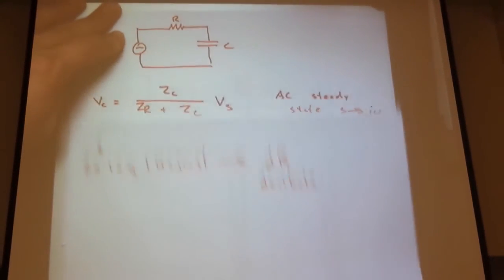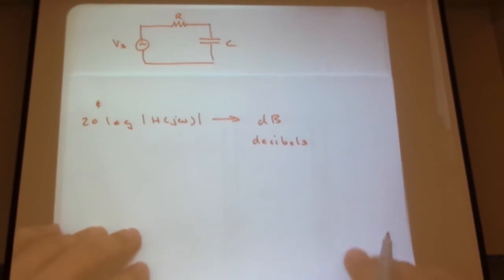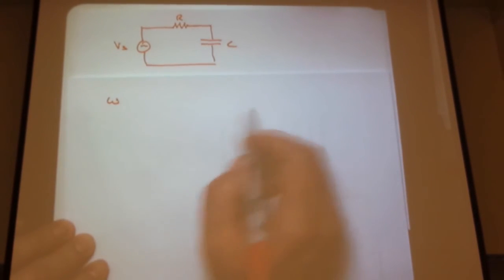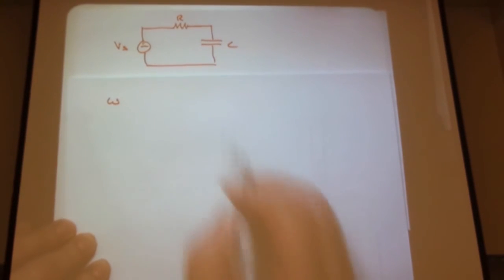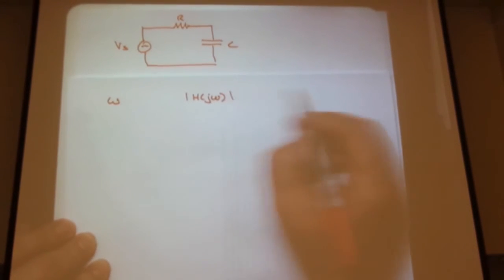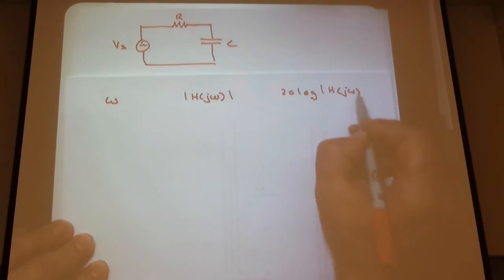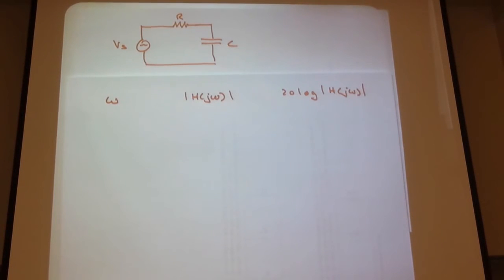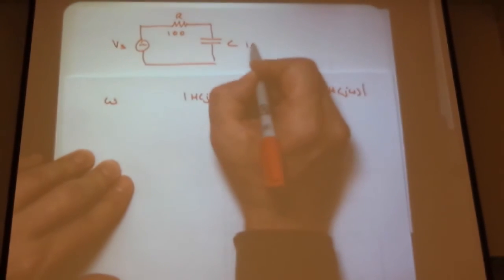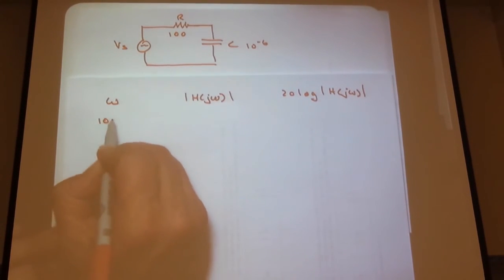So, looking at our little RC circuit here, we can construct a table. Let's say omega, the magnitude of H of j omega, and then 20 log of the magnitude of H of j omega. And essentially, let's give ourselves some components: R is 100, C is 10 to the minus 6. And so let's look at omega equals 100, so 100 radians per second, of course.